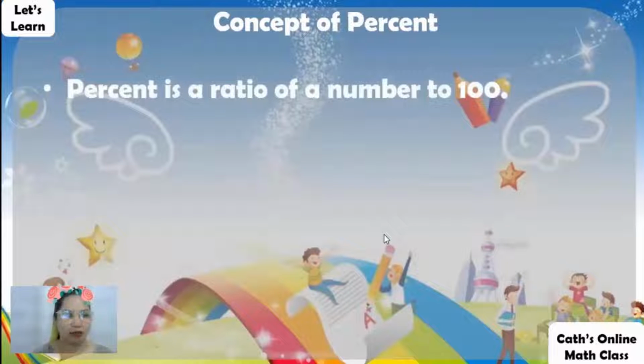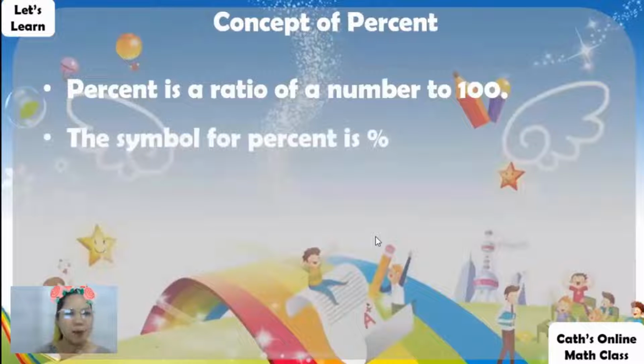Now, what is percent? Percent is a ratio of a number to 100. Remember that a ratio is a relationship between two objects or two terms. So when we say percent, the other term is always 100. It could be 2 is to 100 or 3 is to 100, as long as the other one is always 100.